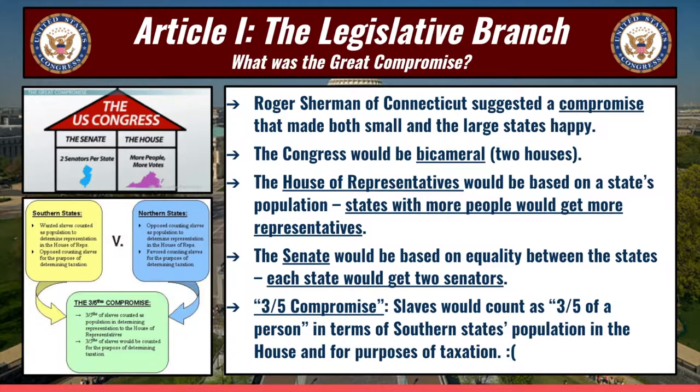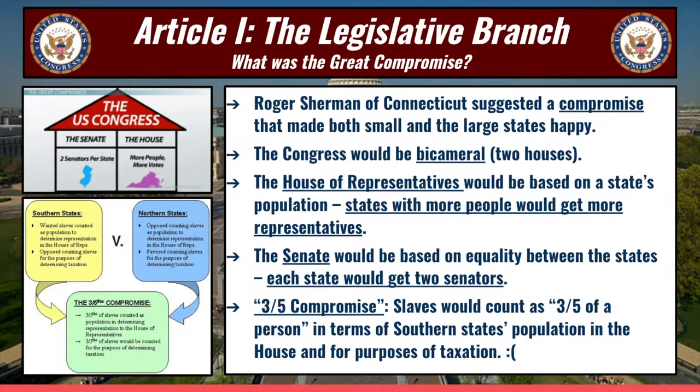And this was an issue of considerable struggle between the delegates because the northern states did not want slaves to count towards the state's populations, and the southern states insisted upon it. And so they had to compromise. If they didn't compromise, the Constitution never would have been approved. If the Constitution was never approved, we might have split into multiple countries at that point in time.